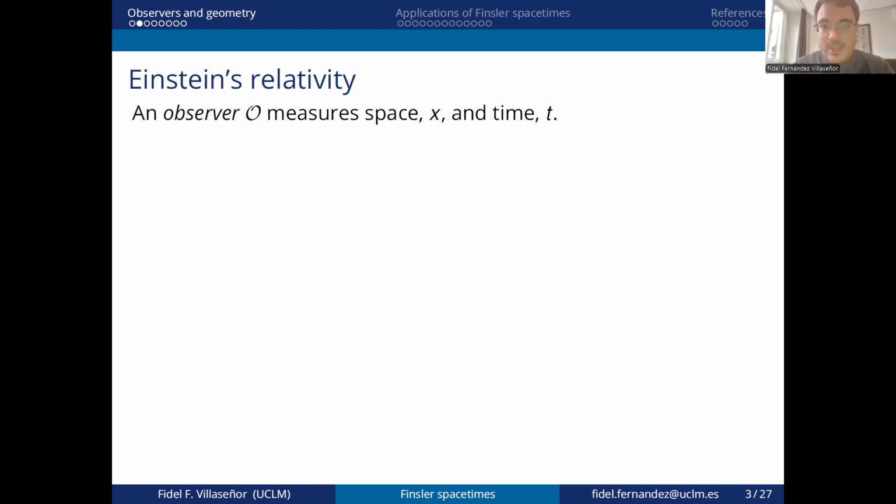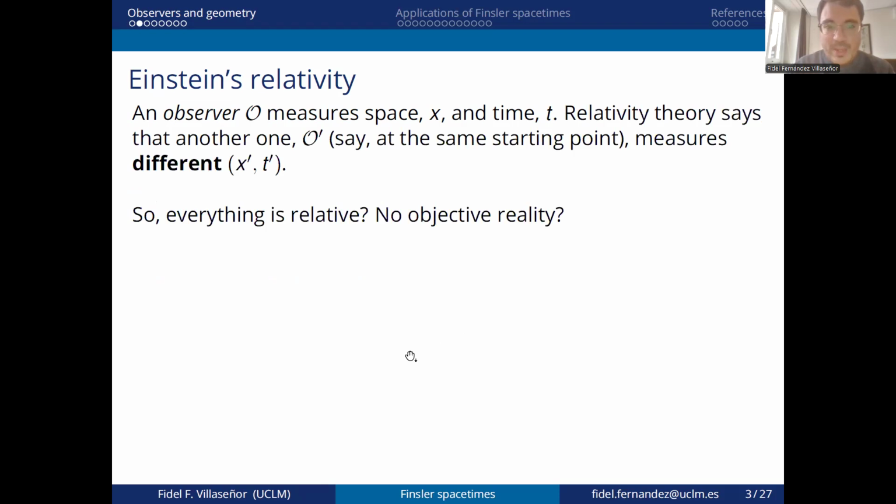Well, observers are anything that can measure, for example, space, which we call x, and time, which we call t. But then relativity theory comes and says that if now we have a different observer, then they will measure some different space x prime and some different time t prime. So what's relativity theory saying? Is it saying that everything is relative? And then is it saying that there is no objective reality?